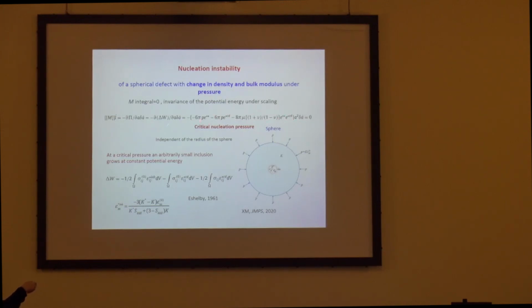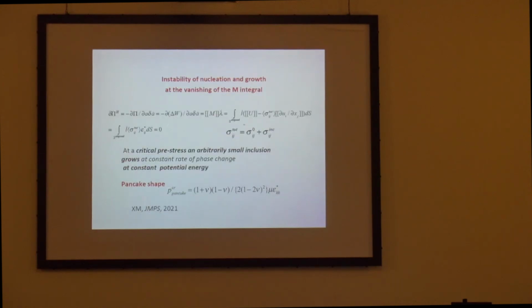If the pressure has the value that makes the quantity in parentheses here 0, then you can have a delta A, an infinitesimal growth of the radius under constant potential energy. This means any infinitesimally, arbitrarily small inclusion can grow at constant potential energy if the loading has this critical value. And this value, we have obtained it also for the pancake geometry, and it is here.